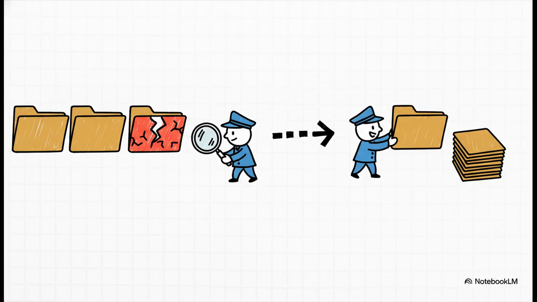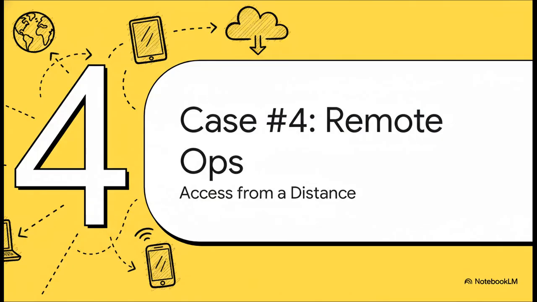sfc /scannow. Think of the system file checker as an integrity officer for your whole OS. It meticulously scans every single protected system file. If it finds one that's been damaged or corrupted, it automatically replaces it with a clean official copy. It's pretty amazing.